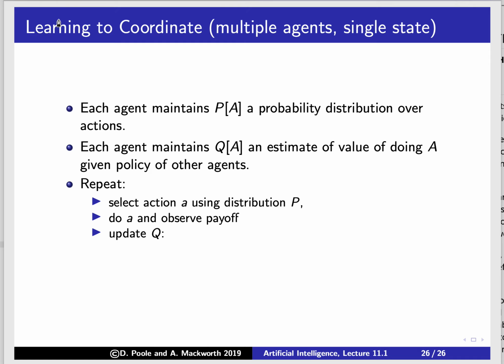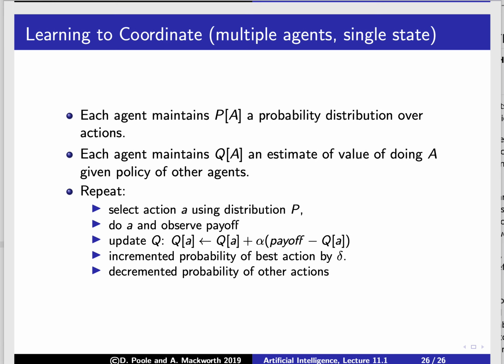And you can repeat just like we did in reinforcement learning. We're going to select an action using its distribution P. We're going to observe the payoff, and then we're going to update Q. To update Q, Q gets incremented by the payoff minus Q, and we're going to increment the probability of the best action, and we're going to decrement the probability of the other actions.